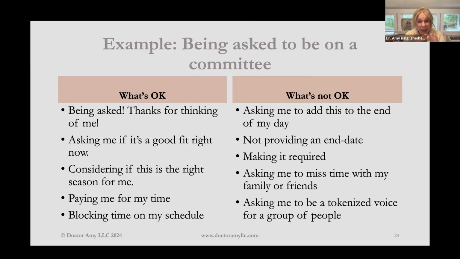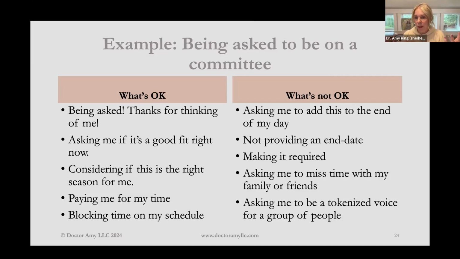What's not okay is to ask me to add this to the end of my day, or not providing me an end date. Hey, Amy, would you like to be part of this ERG group to talk with parents who are raising kids? Sure. For how long? Oh, like until 2027. No, thank you. I would like to have an end date that I can see in the near future, and it's not okay to make it required. Not okay to ask me to miss time with my family or friends, and it's definitely not okay to ask me to be a tokenized representation for a group of people.